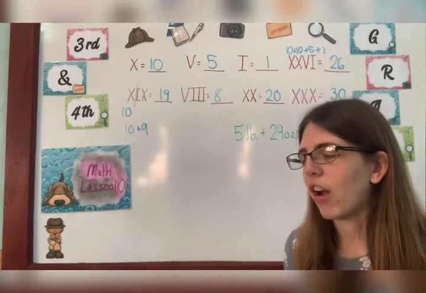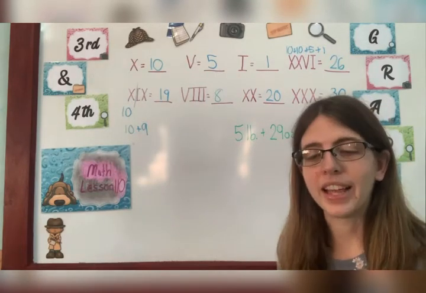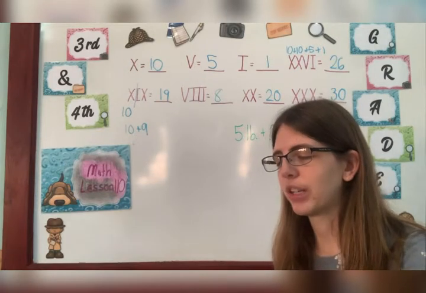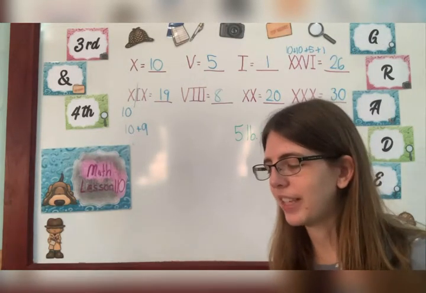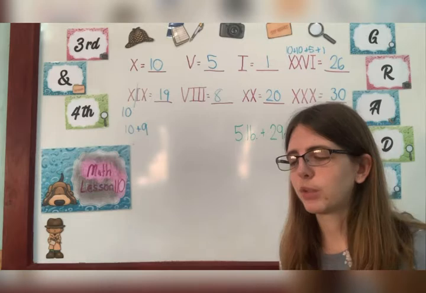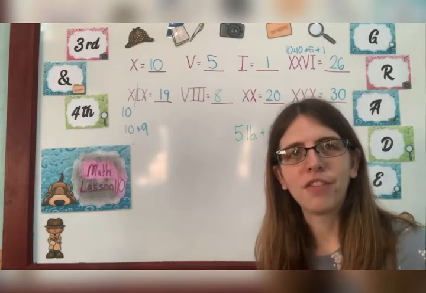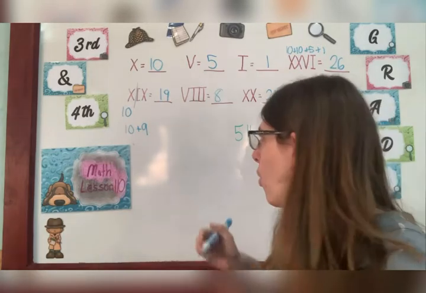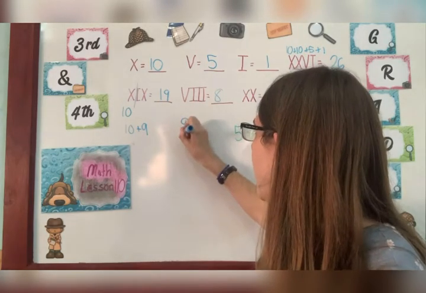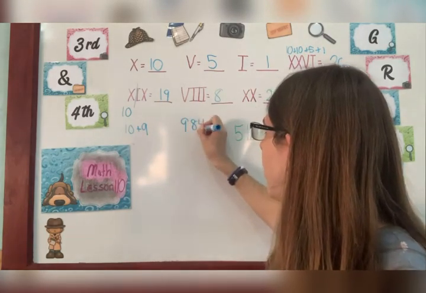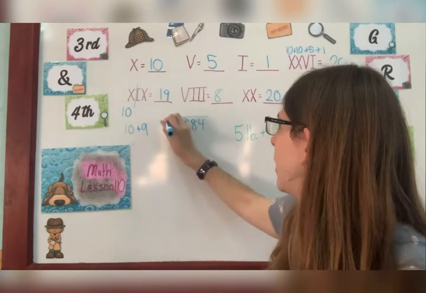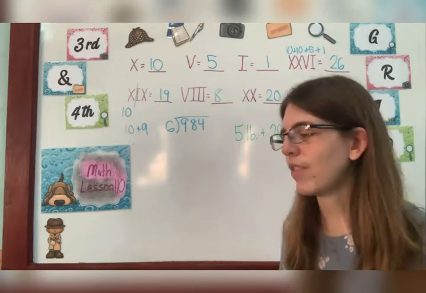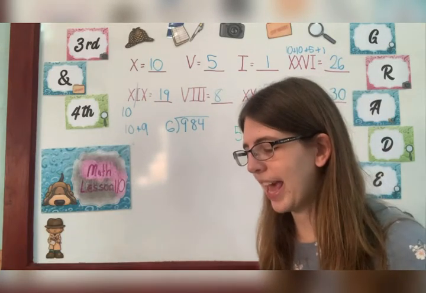Zoe and Eli are helping the librarian organize the books. There are 984 books to divide equally among 6 shelves. How many books will there be on each shelf? Well, this one's super easy. Our problem tells us what we need to do. We need to divide 984 books into the 6 shelves. All right, so do that in workspace A.